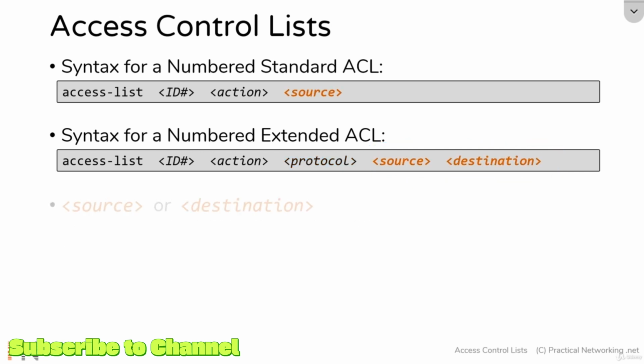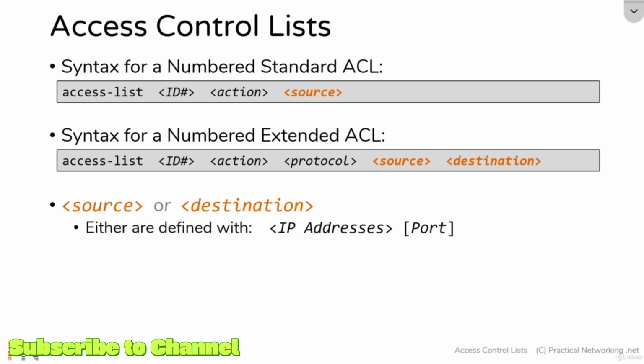Which finally brings us to the last three fields. Now the source in a standard access list and the source or destination in an extended access list are specified using the same syntax, so we can talk about all of them at the same time. These fields follow this syntax. You must specify some sort of IP addresses, and you may specify ports.